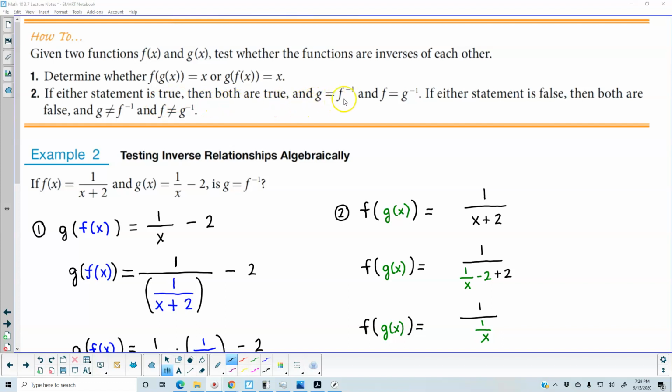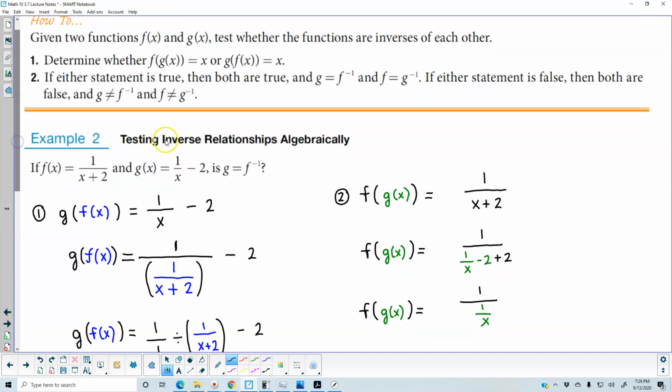And g equals f inverse and f would equal g inverse. If either statement is false, then both are false, meaning that g does not equal f inverse and f does not equal g inverse. Now, we're testing inverse relationships algebraically.